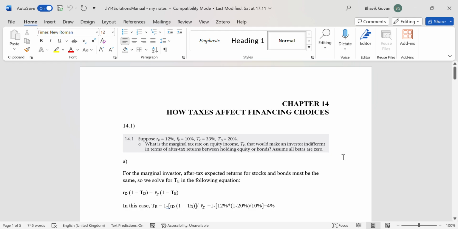Hi everyone. I'm going to be taking you through the capital structure tutorials this block. So the first one is the chapter 14 one.